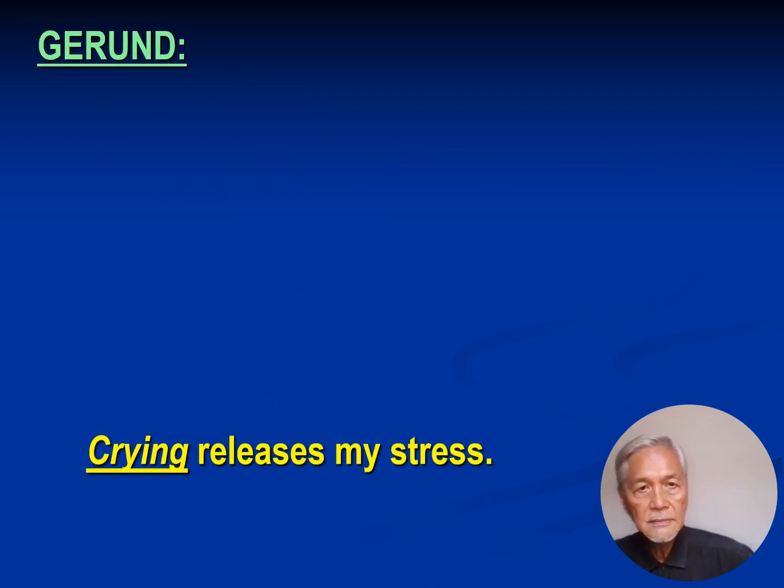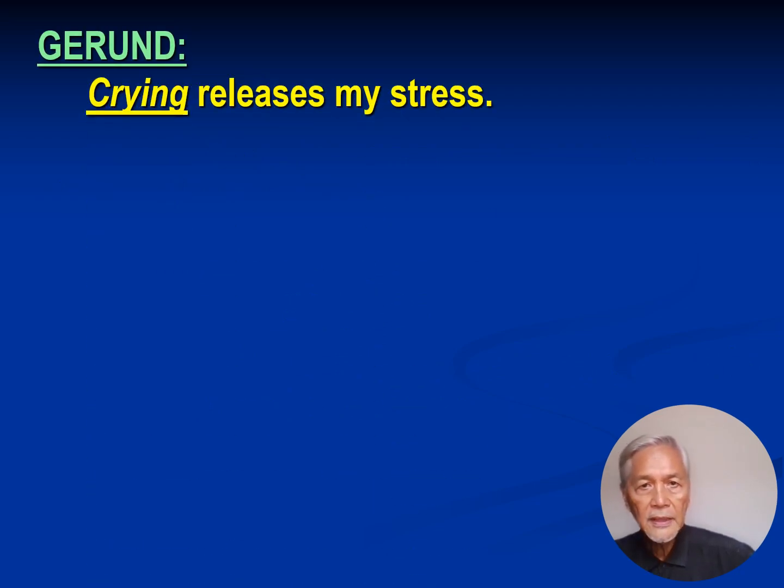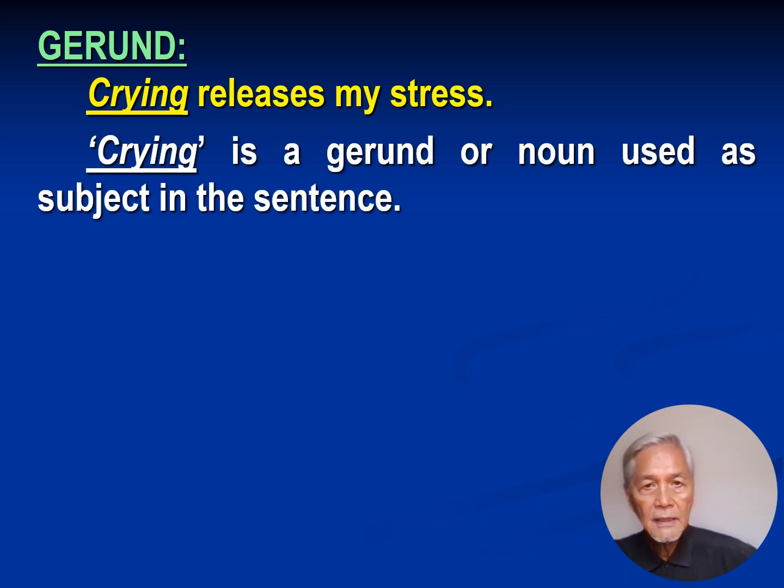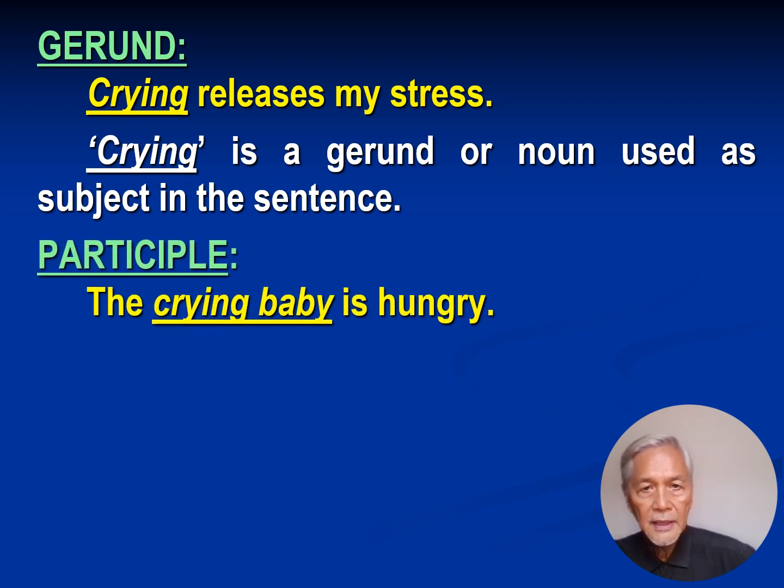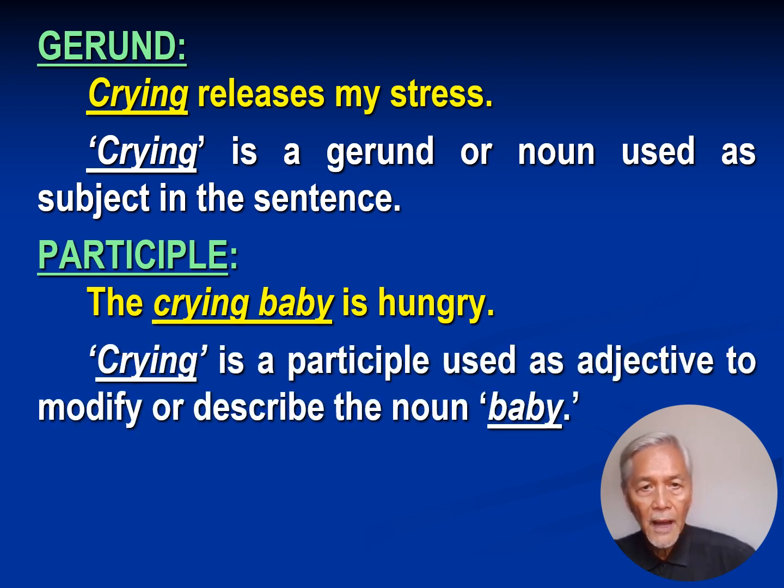Gerund. Crying releases my stress. Crying is a gerund or noun used as subject in the sentence. Participle. The crying baby is hungry. Crying is a participle used as adjective to modify or describe the noun baby.